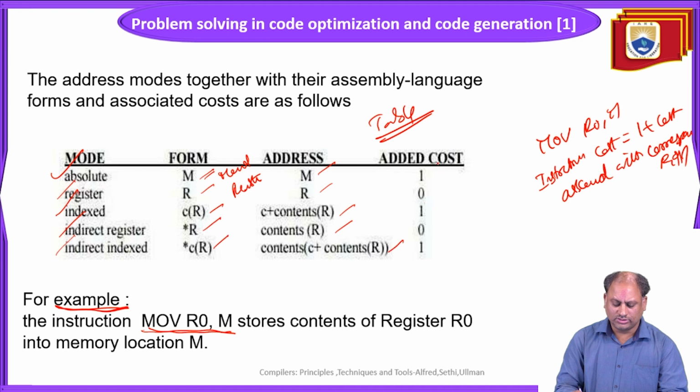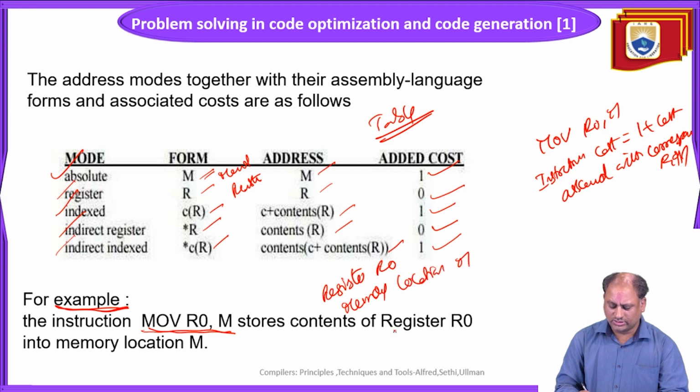What is the cost association for the memory? It is 1. Whereas for registers it is 0, for indexed registers with the contents 1, indirect registers 0, and indirect indexed contents 1. So the program instruction sequence here in this example contains the register R0 and memory location M.